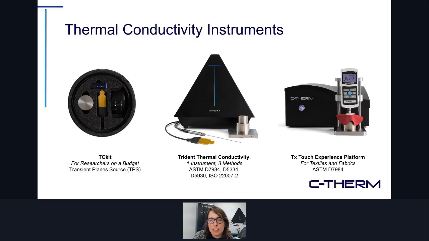Most of the work that we're looking at today is in the instrument that you see in the center of the screen, the Trident thermal conductivity instrument. It offers 3 methods of thermal conductivity testing: ASTM D7984 or the modified transient plane source method, ASTM standards D5334 and 5930 for the transient line source sensor, and ISO 22007-2, which is the standard that governs application of the transient plane source sensor that you see on the left-hand side of that pyramid in the background, the sensor with the yellow part on it.